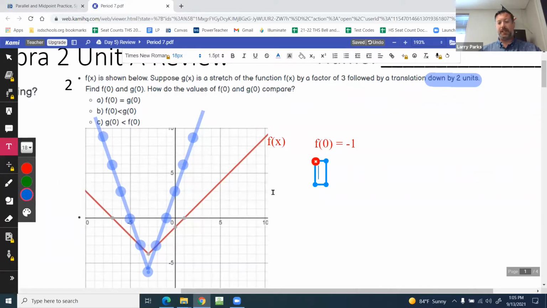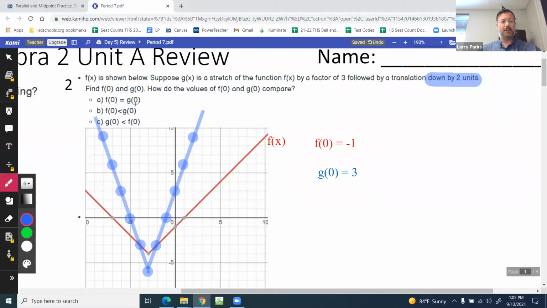Now they want me to compare that to g of 0. What is g of 0? I take 0, I trace it up, and I get 3. So now we can compare. Obviously, those aren't equal. So I could go ahead and say no to this one. So that one's a no. Now, then this is just asking which one's larger. 3 is larger than -1. So I would pick C. So the answer is C.